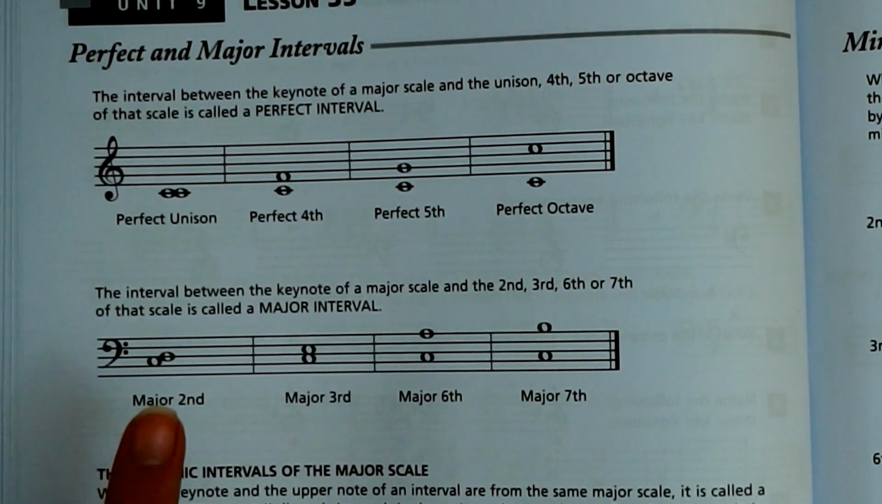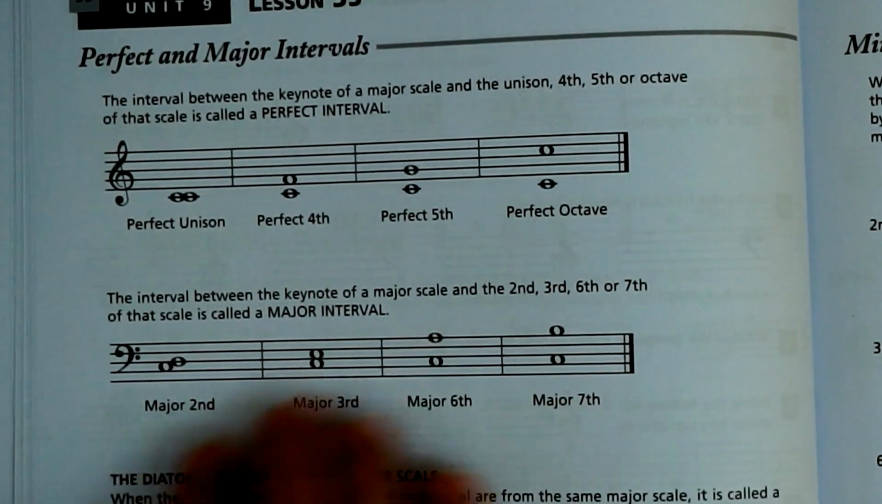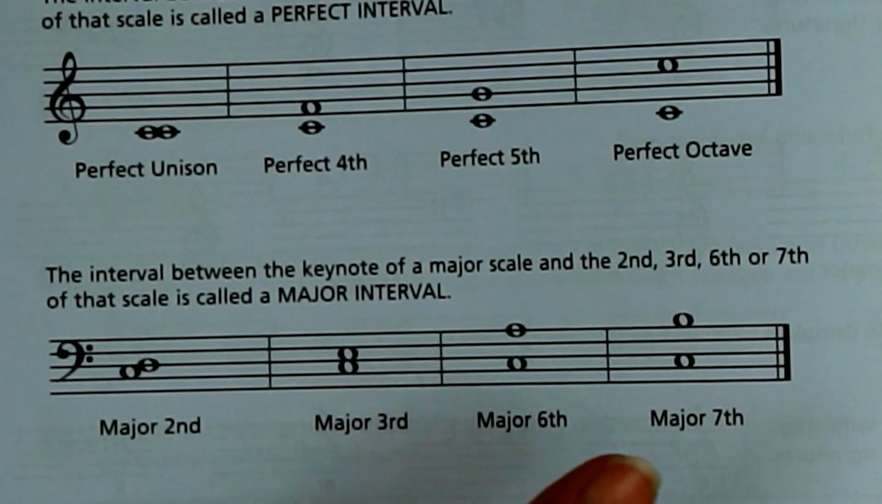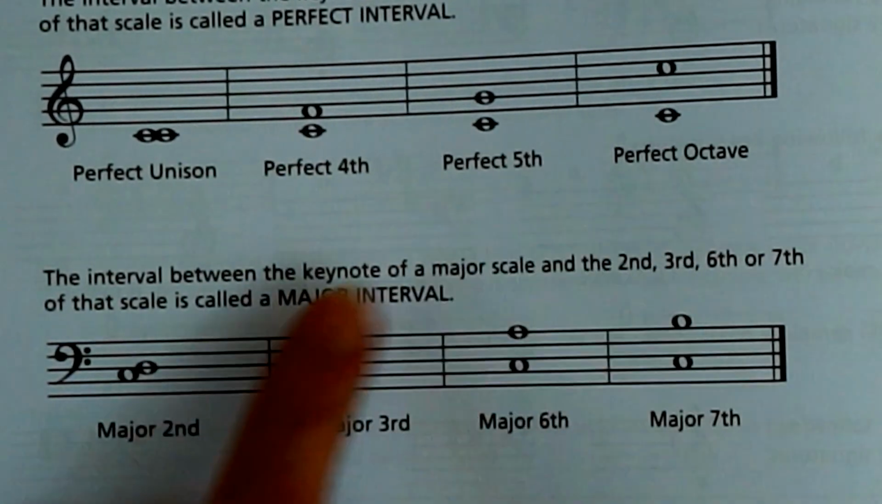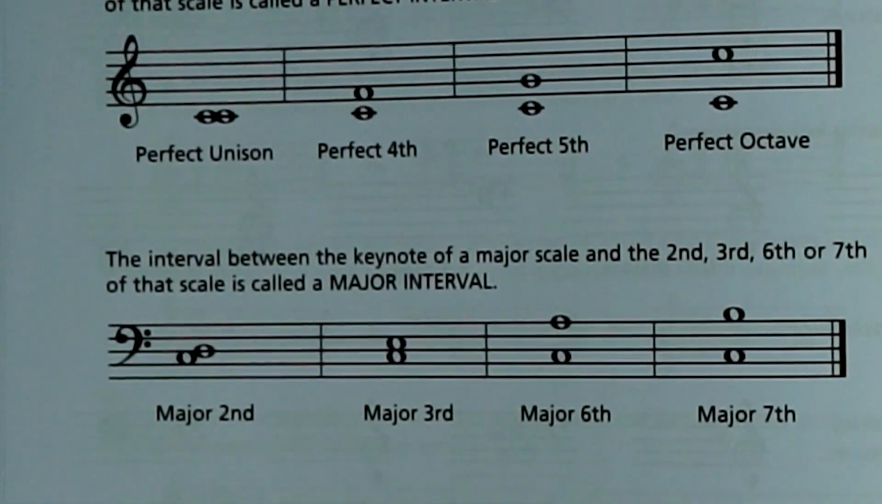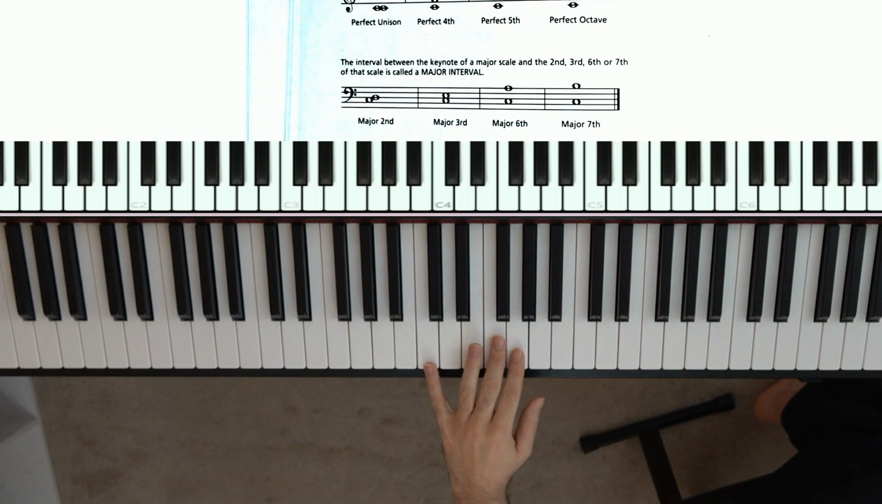So you have your seconds, your thirds, your sixths, and your seventh, the other 4 intervals. You've got major, major, major, major. So remember: unison perfect, fourth perfect, perfect fifth, perfect octave, major second, major third, major sixth, major seventh. My piano teacher used to go, all right, say them in order. Perfect unison, major second, major third, perfect fourth, perfect fifth, major sixth, major seventh, and perfect octave. See, I still have it memorized, but I think about it like this.